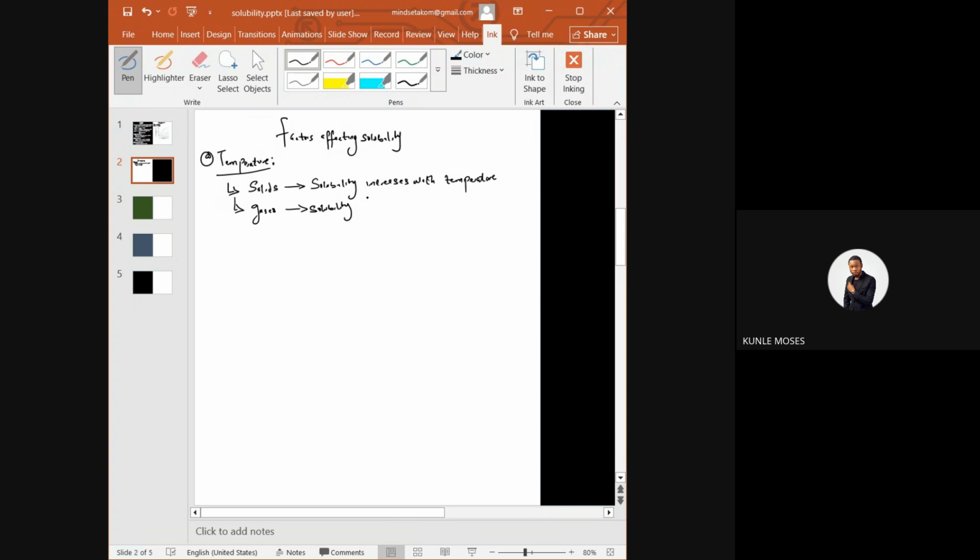They can tell you there is a substance and they give you the state of that substance to be a gas. They can just write hydrogen gas plus O2 giving H2O. And they ask you if the temperature is increased, what will happen to the solubility of that gas, or if the temperature is decreased. So as you can see, solubility decreases with temperature.